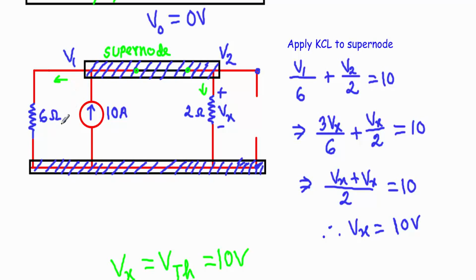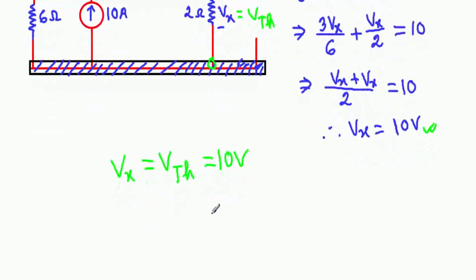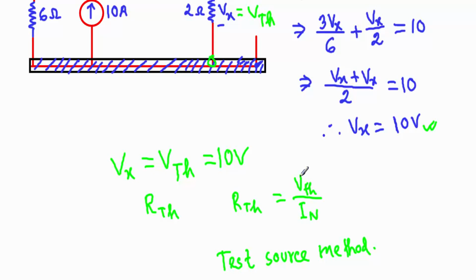So the summation of outgoing current, that means V1 divided by 6 plus V2 divided by 2, will be equal to our 10 ampere, and V1 equal to 3Vx, from which I can calculate Vx equal to 10 volt. Now Vx is the voltage across this terminal, and this same voltage appears across these two terminals. So I can write Vx equal to Vth. Here Vx equal to 10 volt, so Vth will be equal to 10 volt. Okay, now after calculating Vth equal to 10 volt, I have to calculate our RTh or Thevenin resistance to calculate the maximum power.